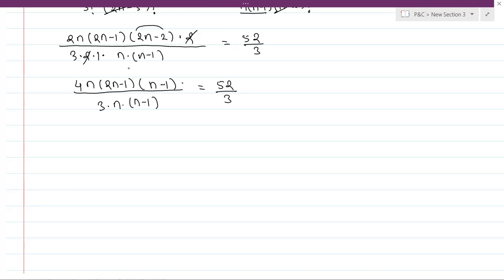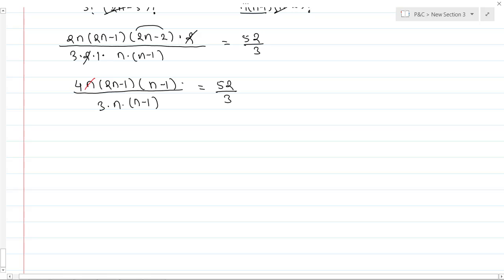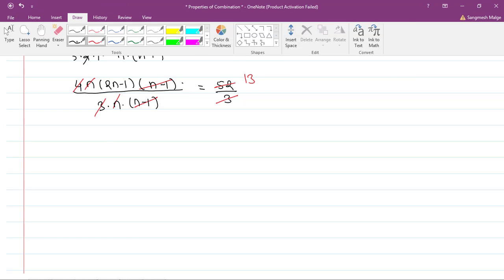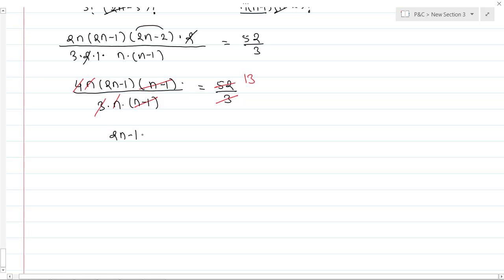Now what can be cancelled out then? n minus 1 and n minus 1 can be cancelled, this 3 and this 3 can be cancelled, and this 4 is nothing but 1 and 3. Are you getting it? So finally what you are getting is 2n minus 1 is equal to 13. So n becomes 14 by 2, which is nothing but 7. So the value of n is 7. Did everyone understand? Perfect. Now let's see the next one.